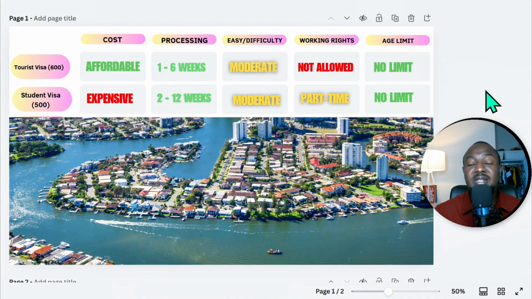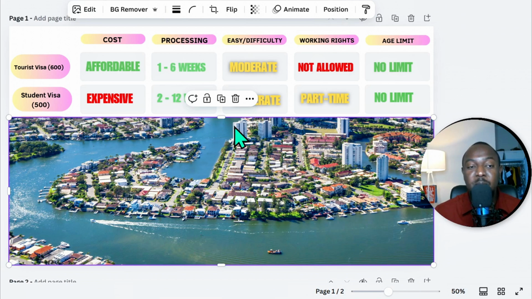Do you have working rights? Yes, you can work part-time up to 24 hours per week whilst you are studying, and you can work full-time when you are on uni break or uni holiday. So yes, you are allowed to work whilst on a student visa. Any age limit? There is no age limit for a student to apply for a student visa, but of course you have to make sure you meet the requirements.